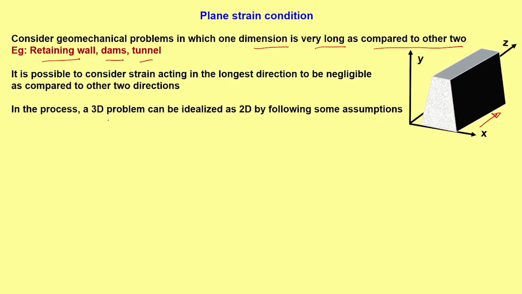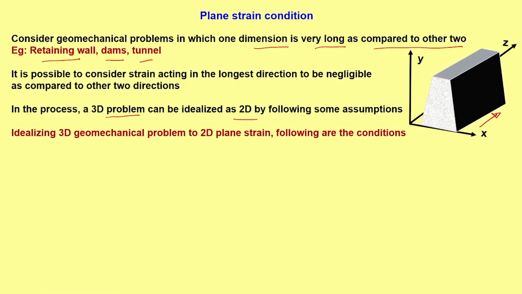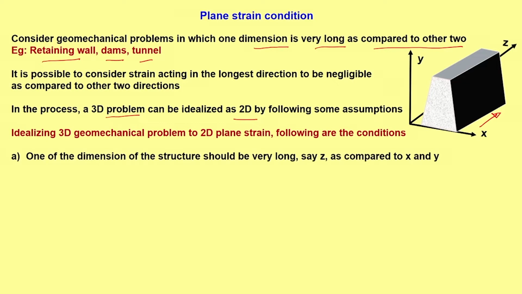In the process, a 3D problem can be idealized to 2D by following some assumptions. So, what are the assumptions and conditions that are inevitable for considering the plane strain condition? One, one of the dimensions of the structure should be very long, say z, as compared to x and y in this particular example.